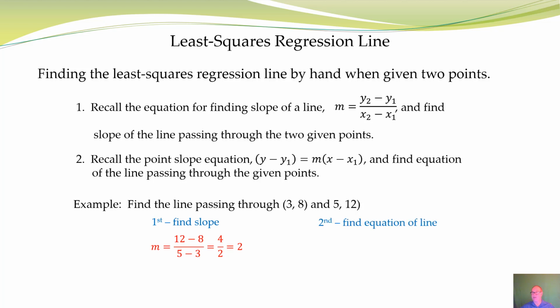Next, find the equation of the line. So y minus 8 is going to equal 2 times x minus 3. So we multiply out, we get y minus 8 equals 2x minus 6. Regroup, y equals 2x plus 2. So y equals 2x plus 2 is our equation for the line.